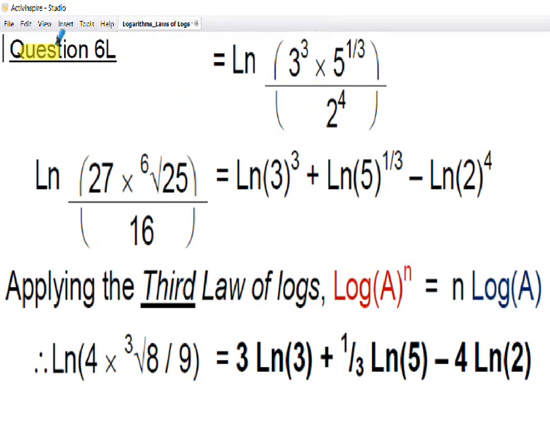Question 6L continued here. I just repeated the previous line for convenience. We've got ln of 3 cubed times 5 to the third divided by 2 to the power of 4. We're going to apply the first and second law of logs here.